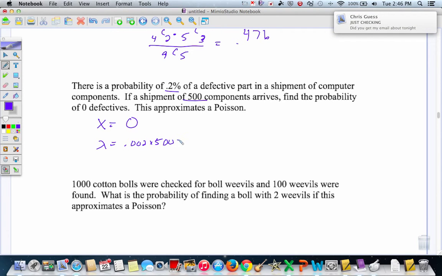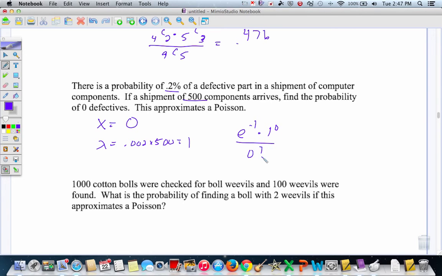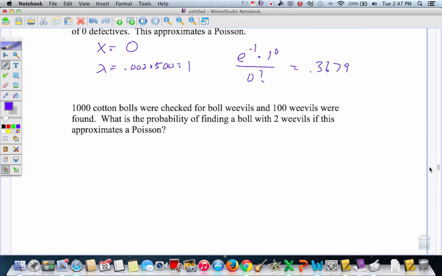So in this case, 0.2% of our 500 is defective, so we'd expect to have one that is defective, 0.002 or 0.2% times 500, or we'd expect to have one defective out of our shipment of 500. Okay, average number we'd expect to have defective for our sample size, in this case is 1. So we have e to the negative first times 1 to the 0 over 0 factorial, and we plug that in and get 0.3679. And one last time, it will look very similar to that problem.